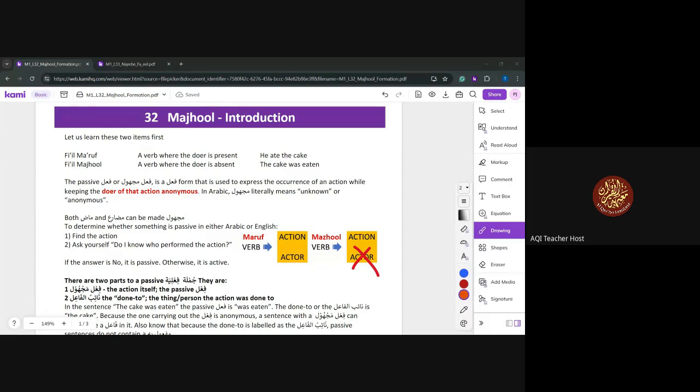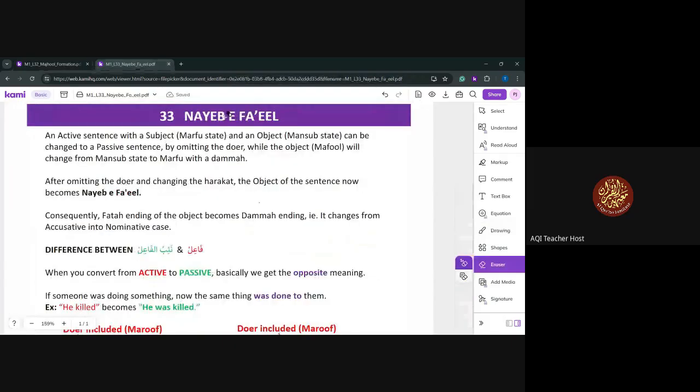So today's lessons are lesson number 32 and lesson number 33. Lesson number 32 would be about Majhool. It would be an introduction to the passive verb. And in lesson number 33, we are going to go over a concept, Nayebe Fa'il, which is a part of a Jumlatul Fi'liya sentence when we have the passive verb.